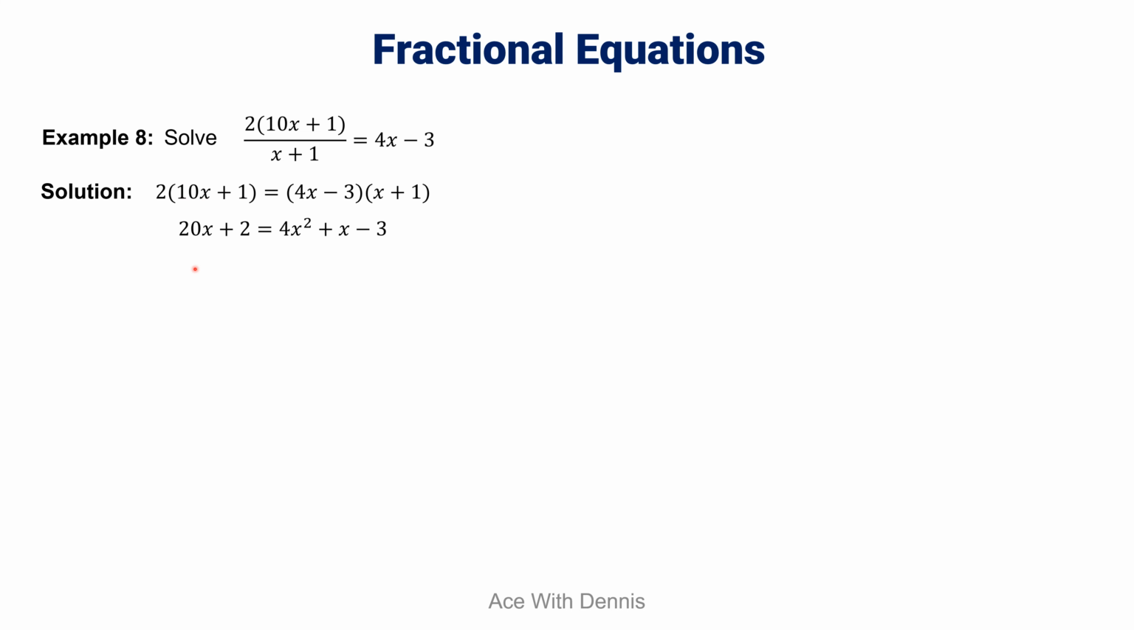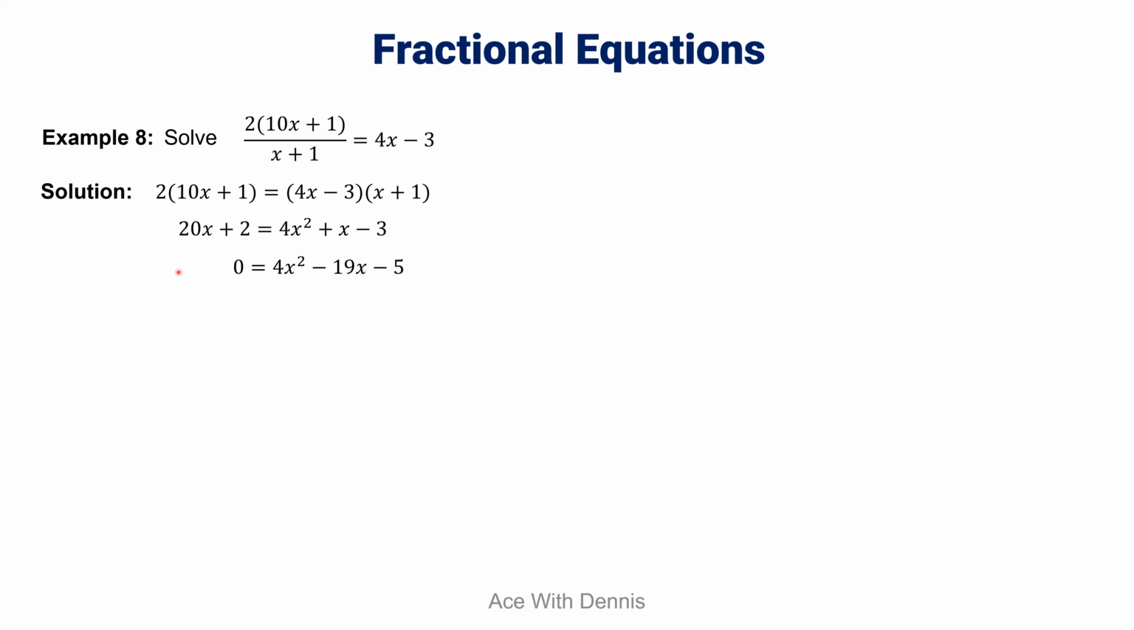2 times 10x, 20x, 2 times 1 is 2. So these two brackets multiply, I will get 4x squared plus x minus 3. Okay, so move on. I want to move these two terms to the right hand side so that I will form the quadratic equation in standard form and I can solve it easily. Okay, and also the x squared term is positive. So I will get 0 equals 4x squared minus 19x minus 5.